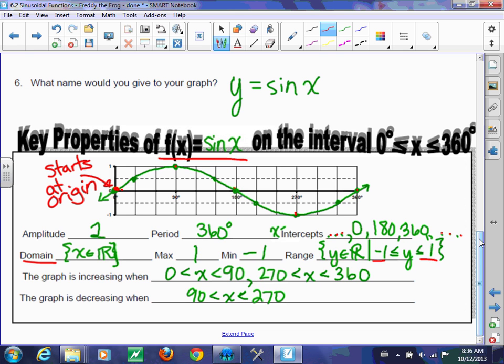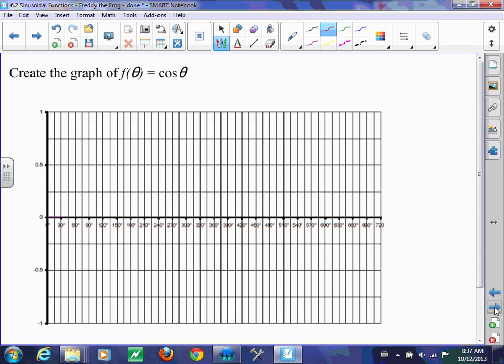So how do we shift left, right, up, down, flip, reflect, stretch, compress? All of that we're going to be dealing with in terms of these waves. Because they're a different property, that's why we investigate this as a separate unit. Okay? All right, so create the graph of cos theta.